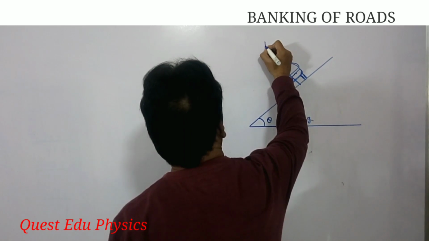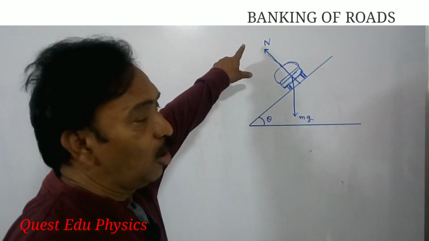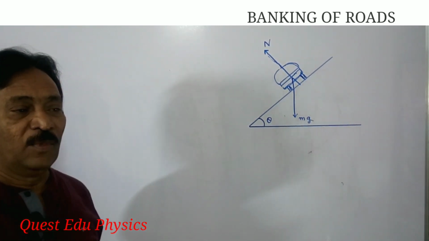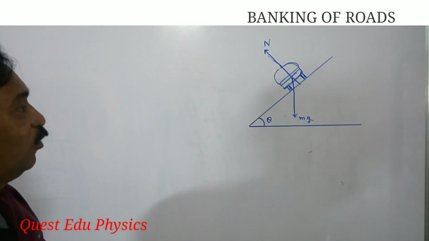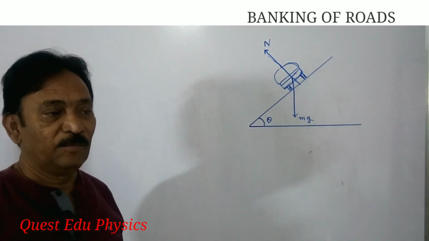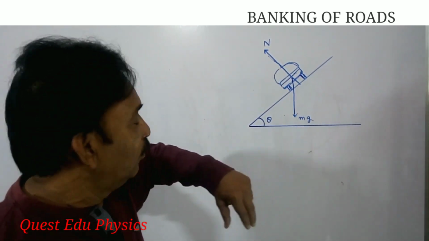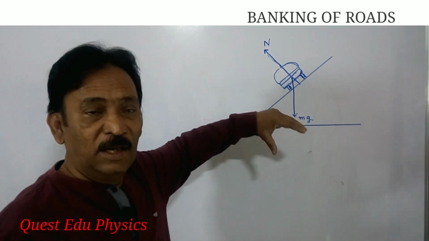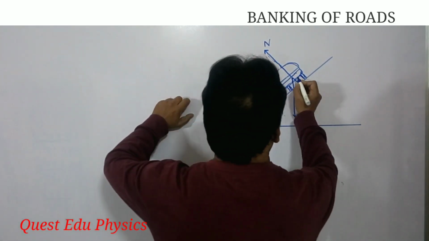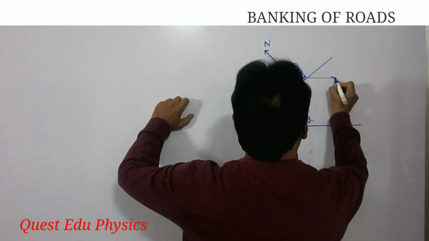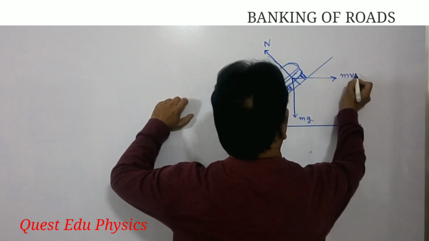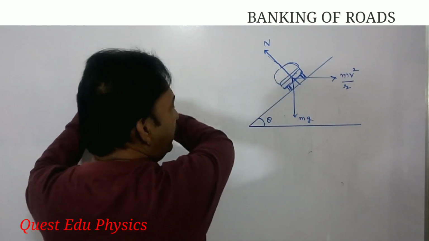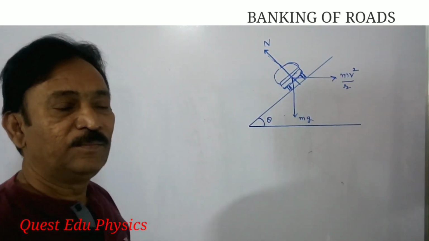Okay students, the normal reaction is always perpendicular to the surface. And we have to see what forces the vehicle is experiencing. Right now we learn that when it is negotiating a curve, it experiences a centripetal force. Let's say it is the centripetal force with the magnitude mv²/r. Actually it is moving in a circular path.